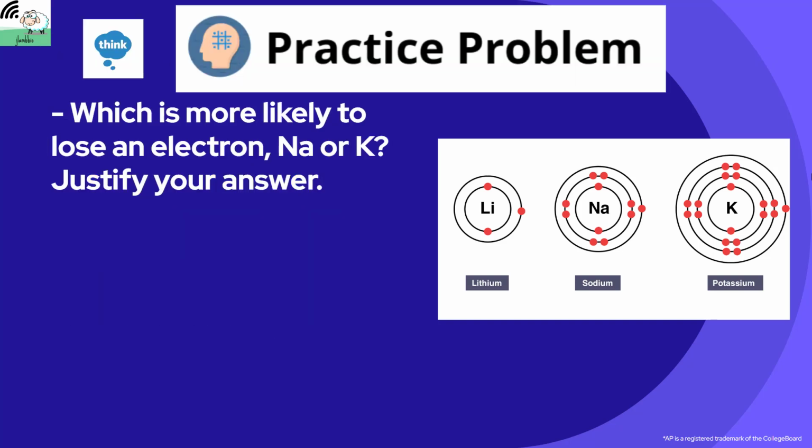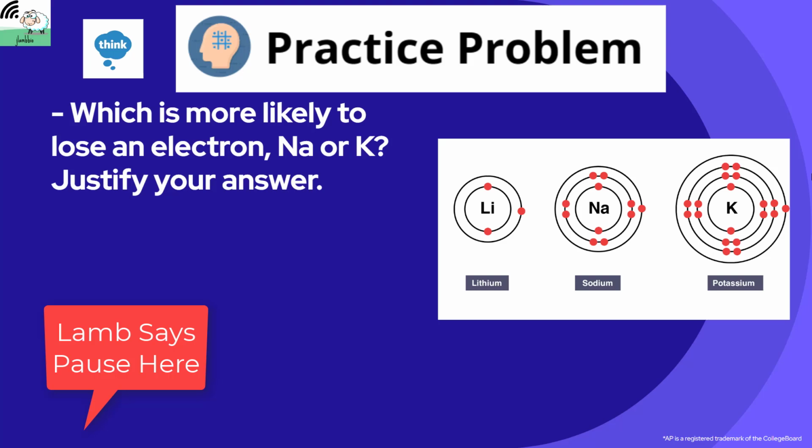So let's take a minute and evaluate this situation. I want to know which is more likely to lose an electron, sodium or potassium, and justify your answer. And justify it in terms of Coulomb's law. Well, I'm going to give you a minute to think about what we've just discussed. There's a real specific way I want you to go through and answer these types of questions. And then once you've gone through and done that, we'll go through, evaluate, and continue the rest of the video. We'll see you in just a moment.